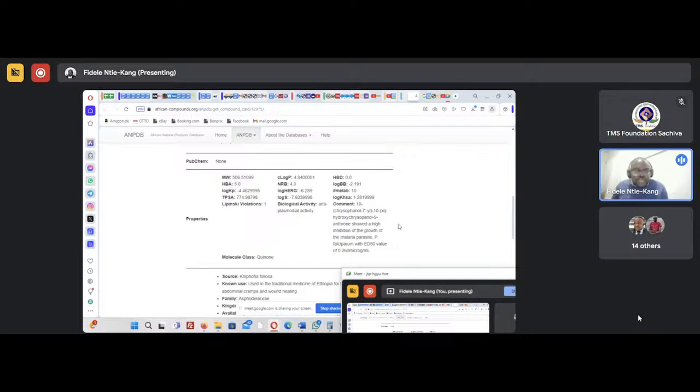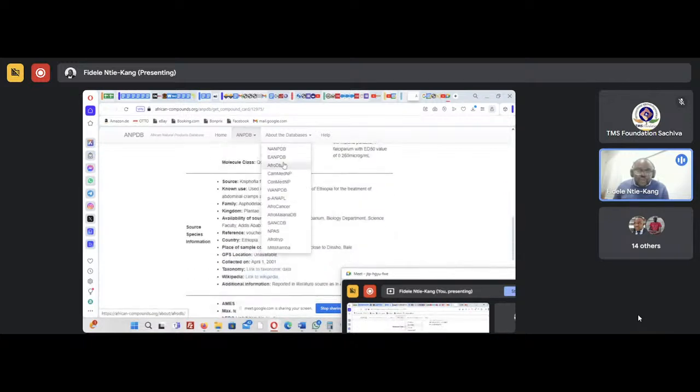Typically, the concern is when there are more than 2 violations, and here it's just 1 violation. In the literature, it was shown that this compound has antimalarial, antiplasmodial property. There's a comment which says that this compound has a high inhibition of the growth of the malarial parasite, with an EC50 value of 0.026 microgram per milliliter. This is the information available about this compound. As mentioned before, it's a phenol, a big family of phenols, but specifically one of the motifs is an anthraquinone.